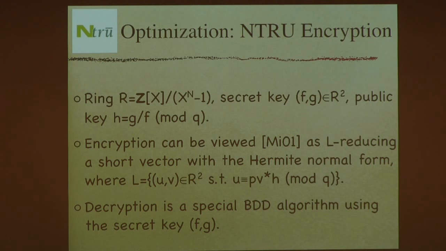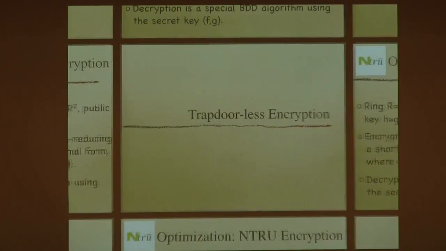So you are more efficient. The encryption is more efficient. The decryption is more efficient. The drawback is that you have to use special lattices for which finding the shortest vector may not be as hard as for worst-case lattices. Okay, but that's an example of trapdoor encryption using lattices.